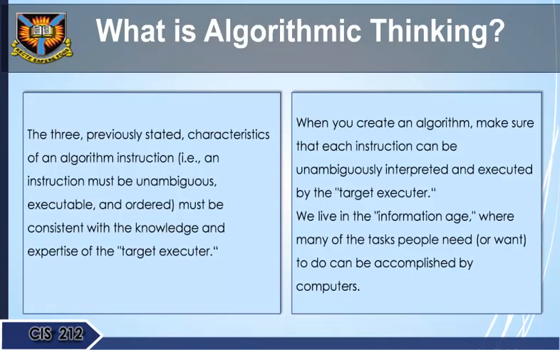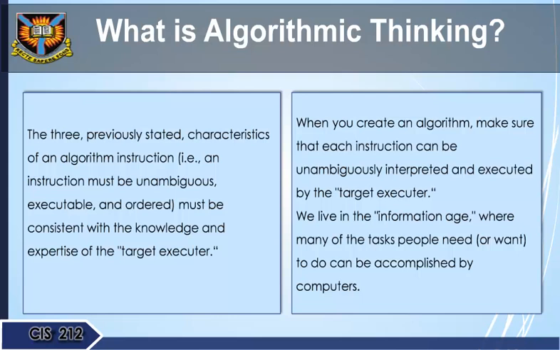The three previously stated characteristics of an algorithm instruction, that is, an instruction must be unambiguous, executable, and ordered, must be consistent with the knowledge and expertise of the target executor. When you create an algorithm, make sure that each instruction can be unambiguously interpreted and executed by the target executor.